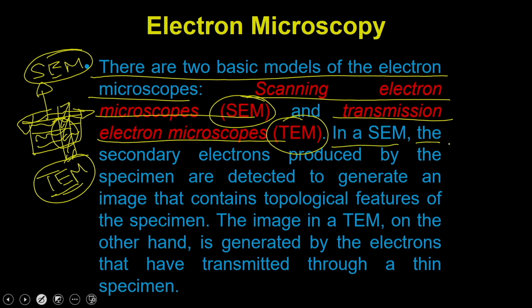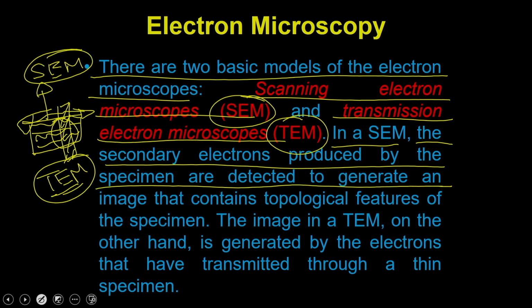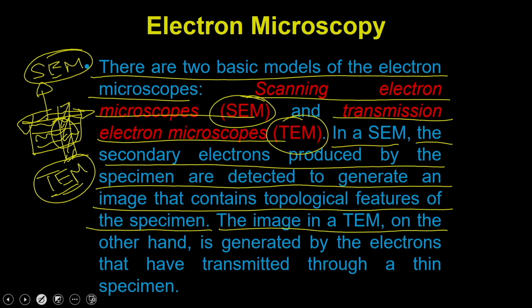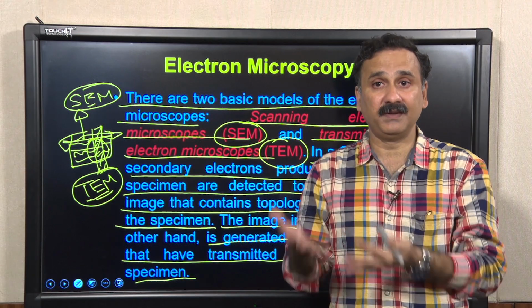So, in a SEM, the secondary electrons produced by the specimen are detected to generate an image that contains the topological features of the specimen, which means how the surface is, and that is called the topology. So, that is the detail you get when you process a sample for the scanning electron microscope. The image in a TEM, on the other hand, is generated by the electrons that have transmitted through a thin specimen, and that is how it gives you the details of how the sample is from inside.